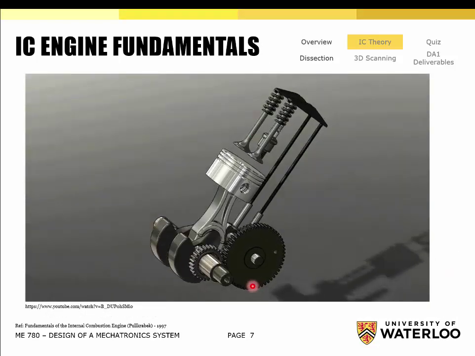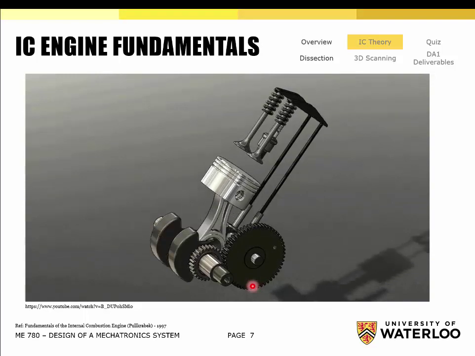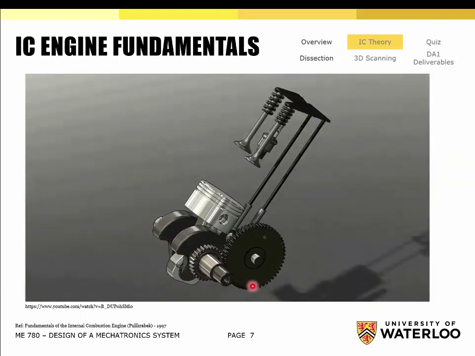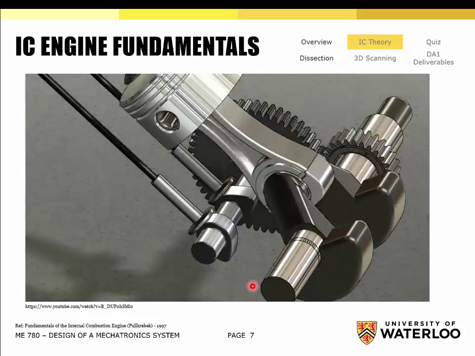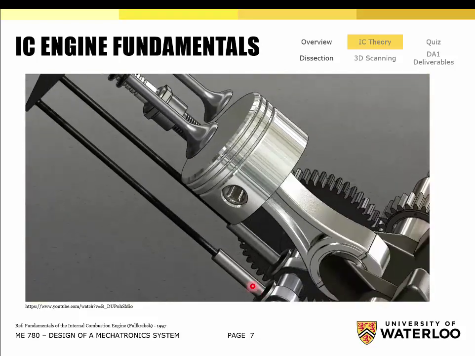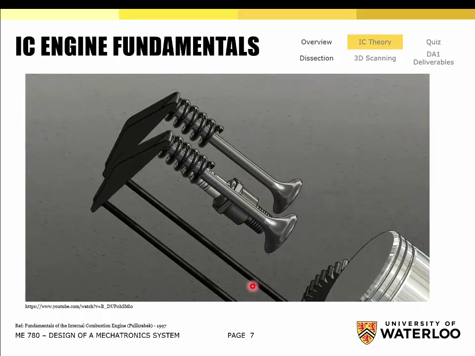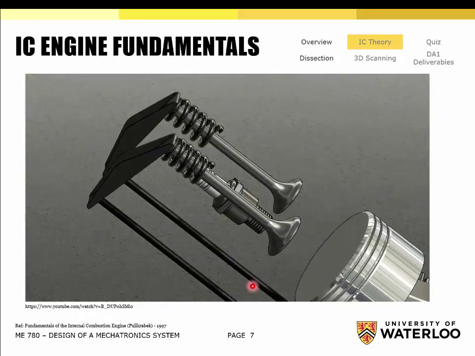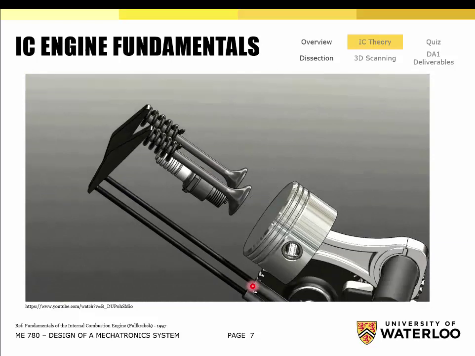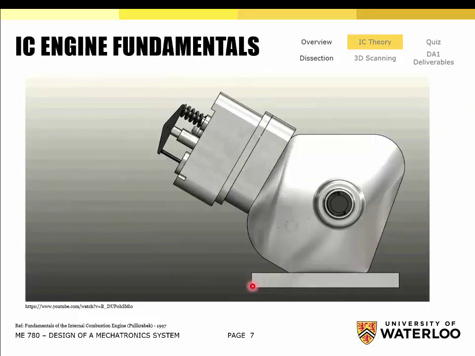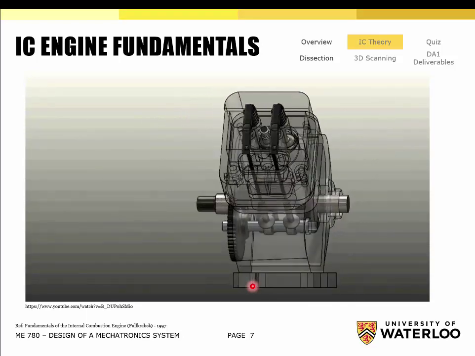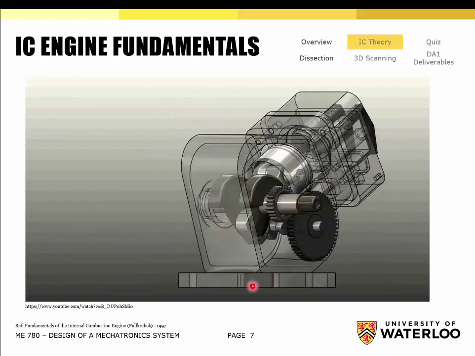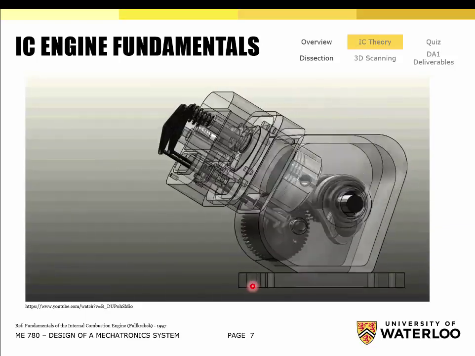Okay, so now we're looking at a video animation of the engine that we're actually working with, and it's showing the kinematic and dynamic behavior of all of the actual components within the engine. So you can see the crankshaft moving the piston up and down via the connecting rod, okay? And then you have this crankcase that encapsulates everything in the cylinder block, and then the cylinder head, which houses all the valve train components, okay? And you can see it rotating there.